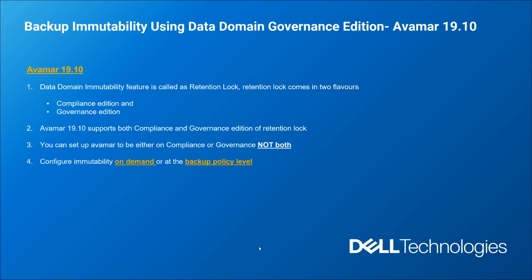So this is very important. You cannot have both the flavors in Avamar. You can have either Compliance or the Governance Edition of retention lock. Now you can configure immutability for on-demand backups or at the backup policy level.